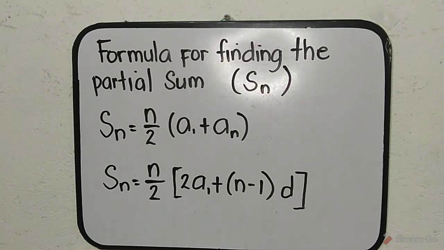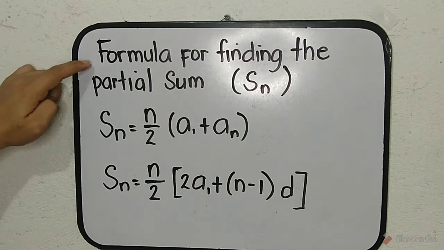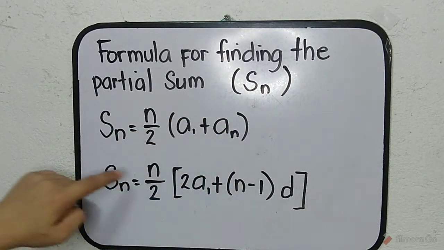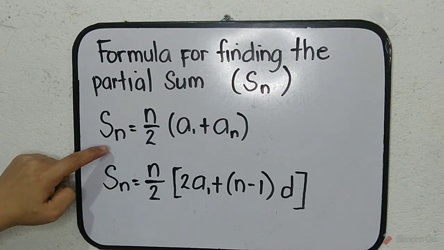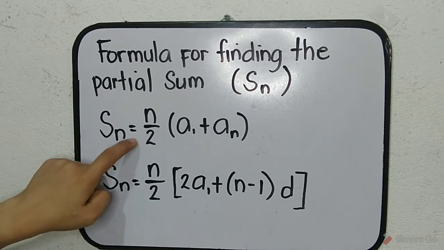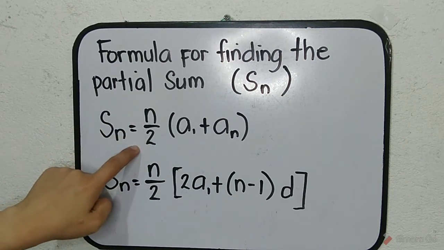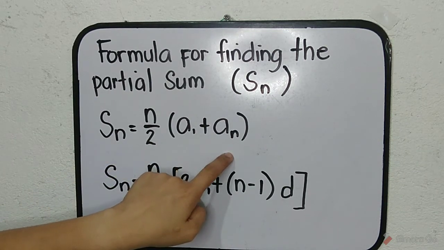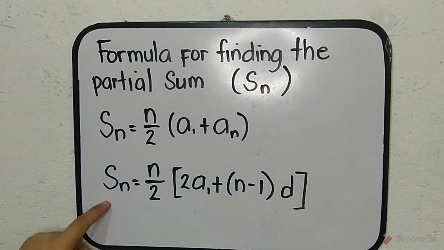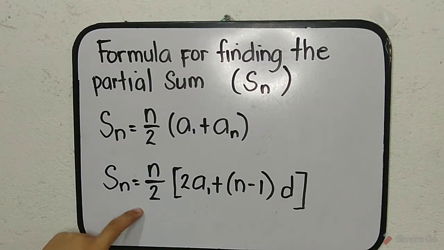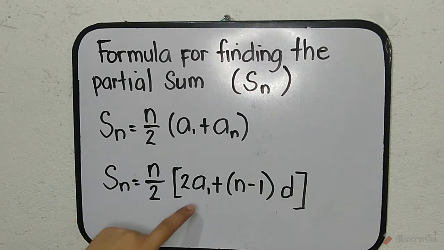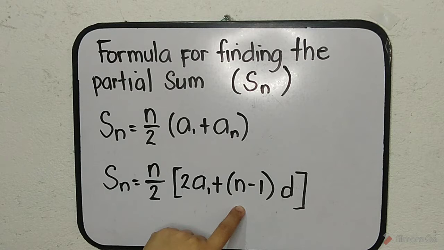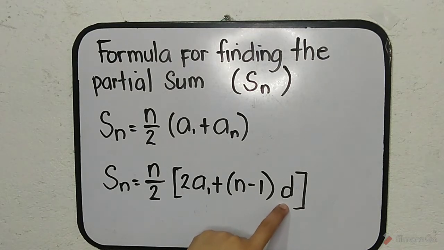Okay, class. So the formulas for finding the partial sum, or our S sub n, are: the first formula is S sub n is equal to n over 2 times the quantity a sub 1 plus a sub n. The next formula, S sub n is equal to n over 2 times the quantity 2a sub 1 plus the quantity n minus 1 times d, or our common difference.